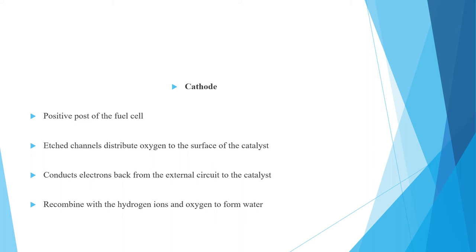With the help of the anode, hydrogen is divided into hydrogen ions and electrons. The electrons go to the outside through the external circuit, then come back to the cathode from the external circuit, and the hydrogen meets the oxygen and produces water. So this is the working method of the cathode. After going over the cathode, let's go to the next slide.